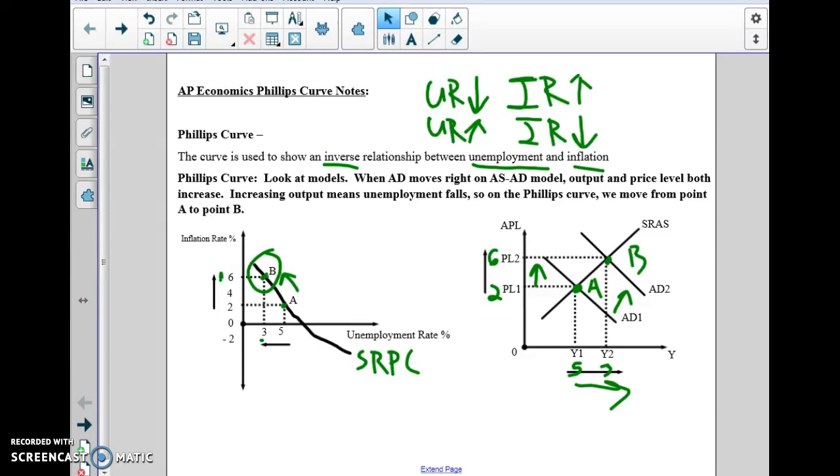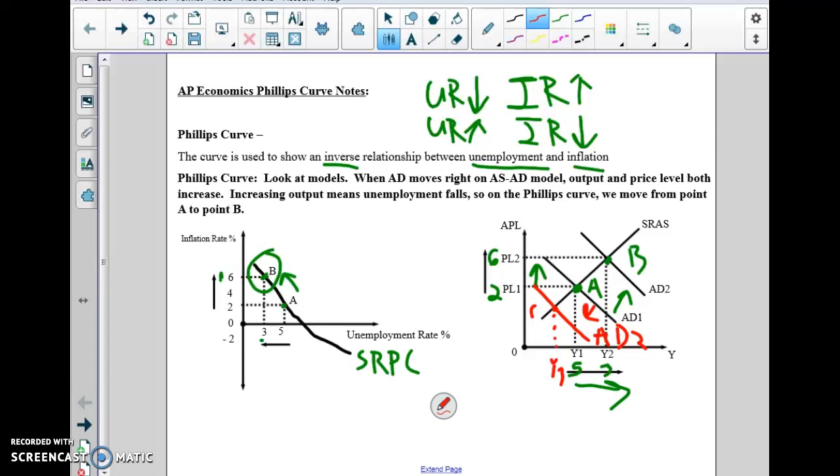The opposite would be true if we came over here and we had like an AD2 situation and we labeled that point C. You would see that, okay, now our output has fallen, which means our unemployment has risen and our price levels have fallen. So higher unemployment corresponds with lower inflation. So if that point moves left, point C, or that curve moves left, point C, the point over here would move right. We could show higher unemployment and lower inflation. So again, the AD curve moves on our ASAD model. The point of operation on the Phillips curve moves in the opposite direction.